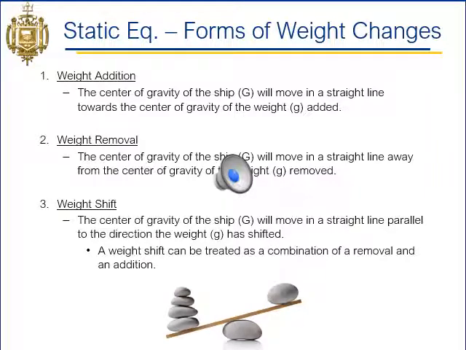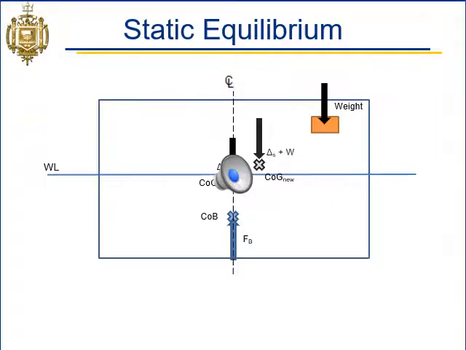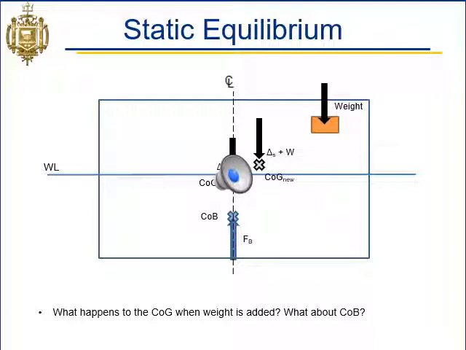To be safe, you can treat a weight shift as a weight removal and then a weight addition, and you'll get the correct answer. So here's a picture of a box-shaped ship in equilibrium. We're looking at the bow of the ship, and you can see the center of gravity is marked by a gray X in the middle of the ship. The center of buoyancy is marked by a blue X below that. The center of buoyancy is located in the center of the submerged volume, so it's the center of the rectangle that's submerged.